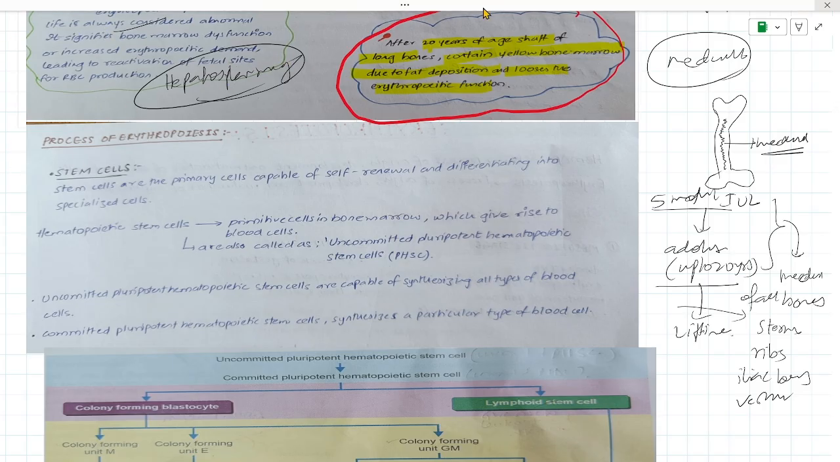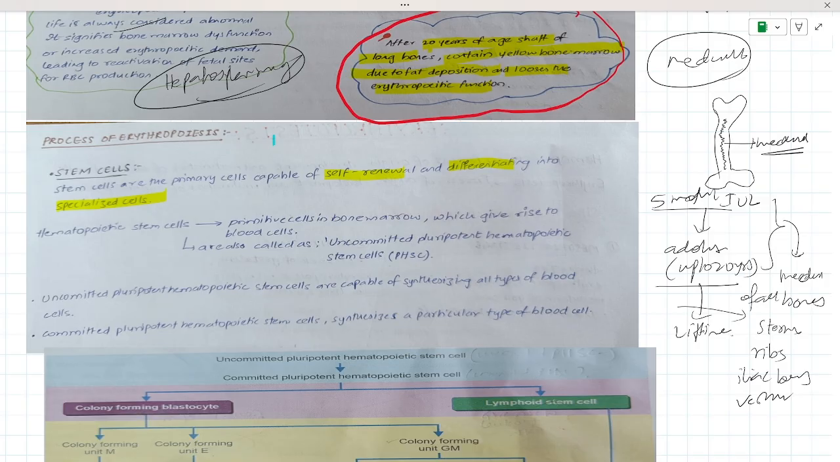Now let us discuss the main topic which we need to focus on. It is the process of erythropoiesis. Before discussing the process of erythropoiesis, we need to know what these stem cells are. We'll be hearing about stem cells, preservation of stem cells. So, what are these stem cells? The stem cells are nothing but the cells which are capable of self-renewal and differentiating into specialized cells. They do not require any other factors to get renewed or differentiated. They are capable of self-renewal and self-differentiating.